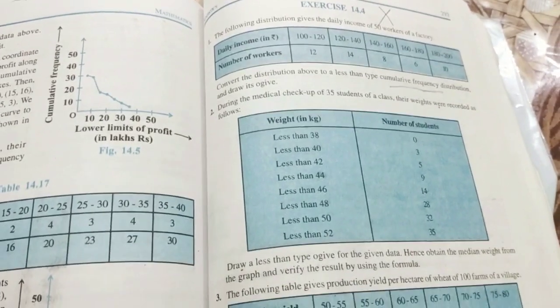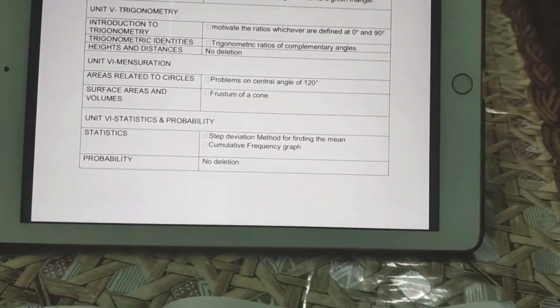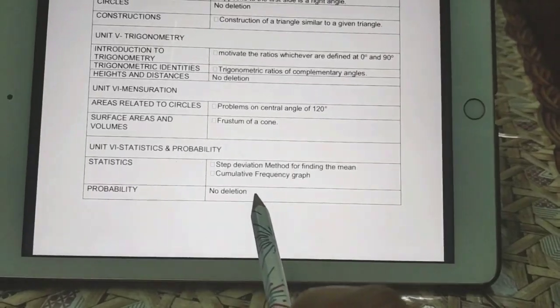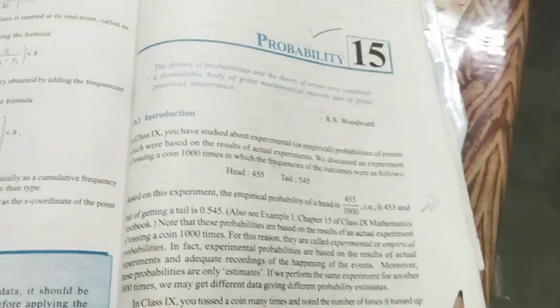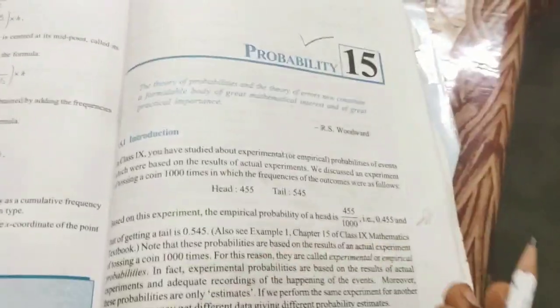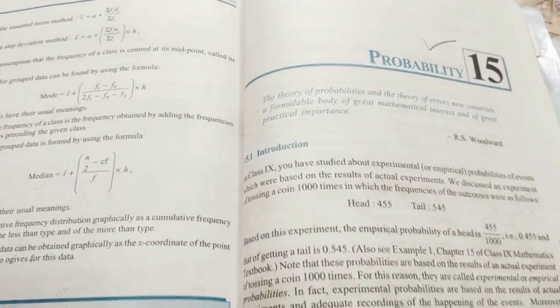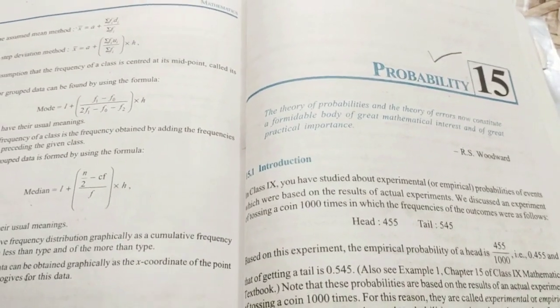So next and last is probability. There it is written no deletion. So this full chapter, probability, you have to do it. No deletion is there. So CBSE has already reduced the syllabus by 30%.